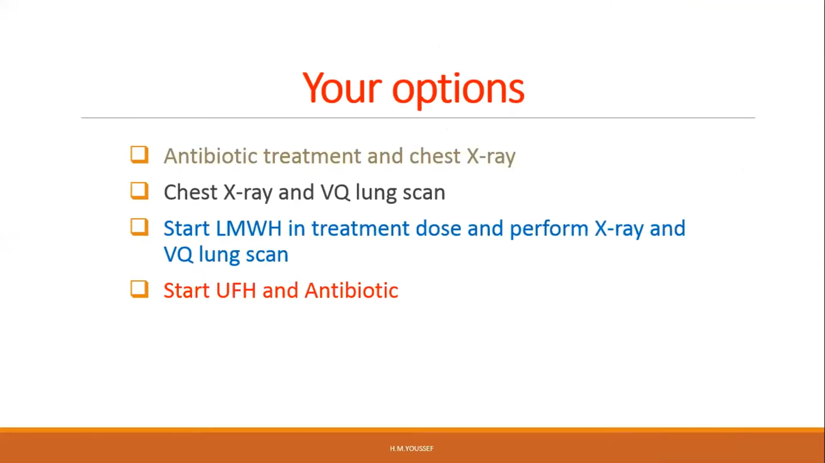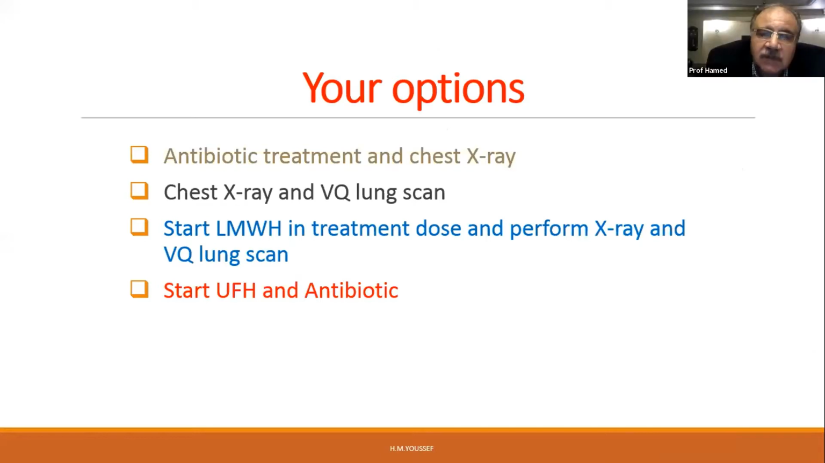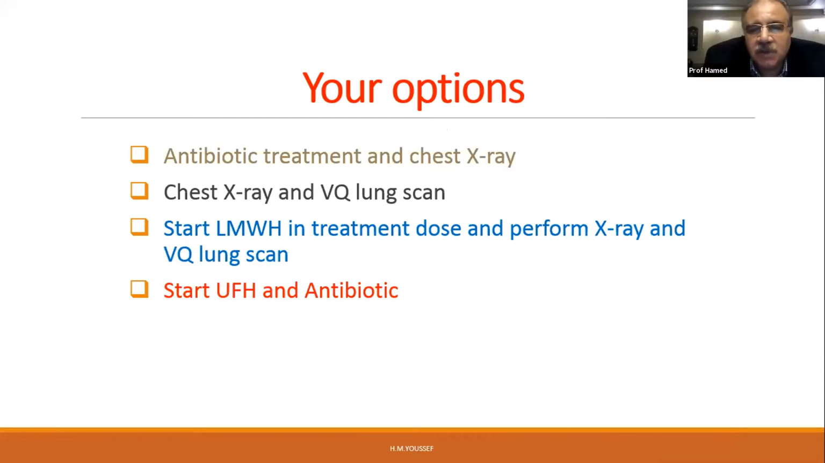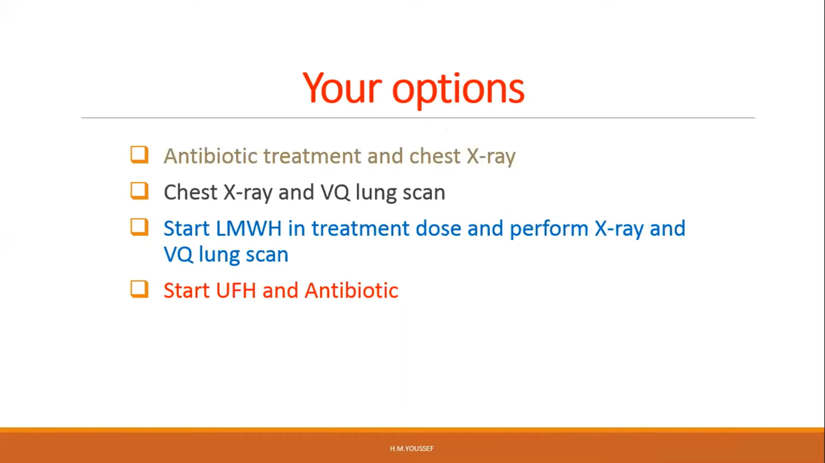What is your option? Antibiotic treatment and do chest X-ray and ventilation perfusion scan. Start low molecular heparin in the treatment dose and perform X-ray later on. Start unfractionated heparin and antibiotic. What's your recommendation? What's your option? This patient developed acute pulmonary embolism, a life-threatening condition.